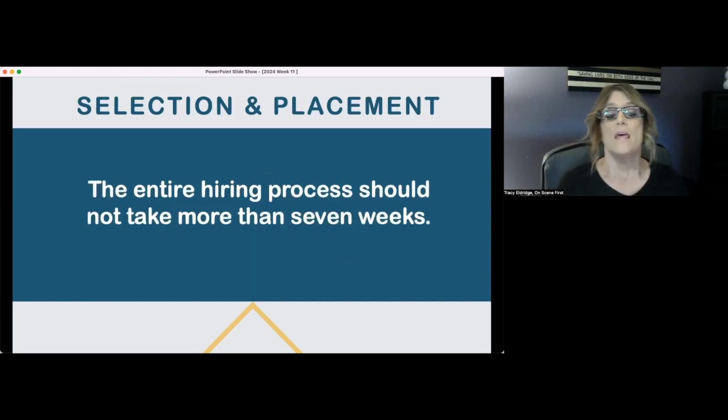So the entire hiring process should take no more than 7 weeks. That's what our manual says. We know that logistically and realistically, that may not be the case based on a lot of the things that we have to do, but just keep that in mind. For testing purposes, it should not take more than 7 weeks.